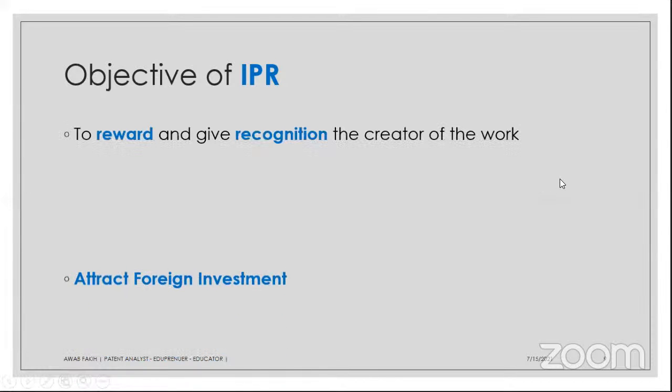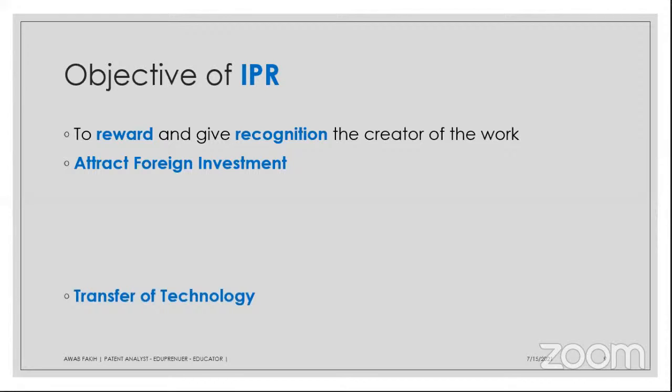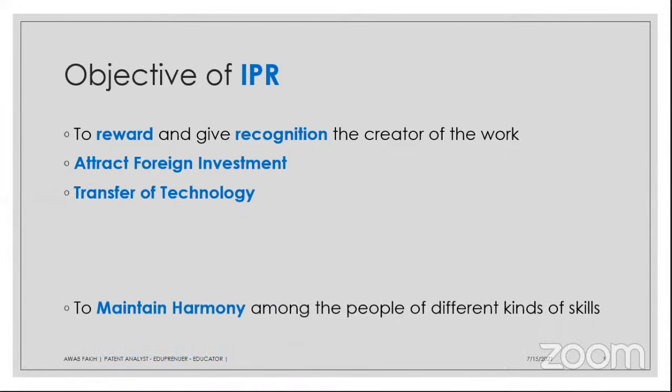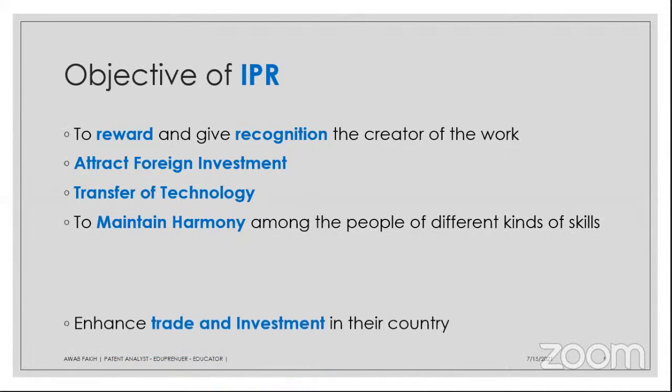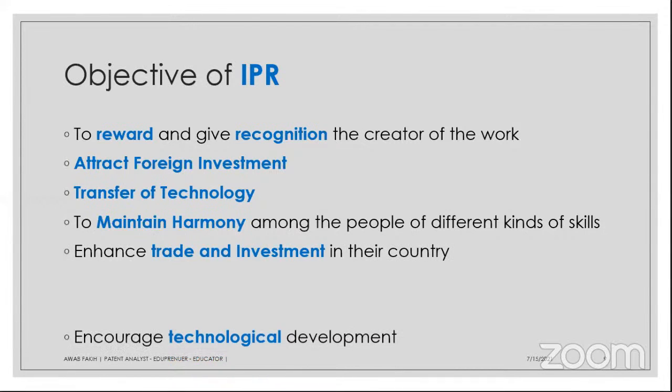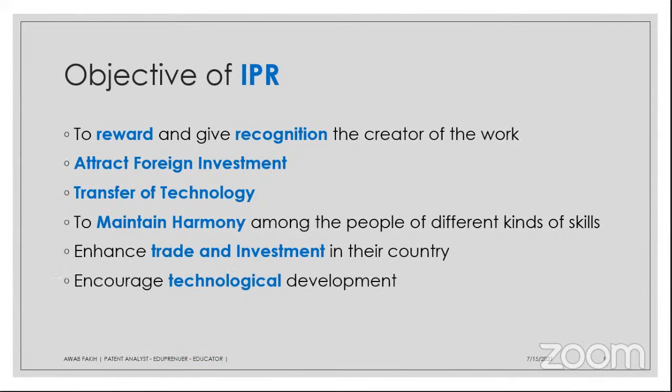Let's go with the objective. Why IPR? What is the benefit? Even if we do it, ठीक है, क्या मिलेगा? What is the benefit? So now we are going to discuss the objective, my dear friends, behind the IPR.